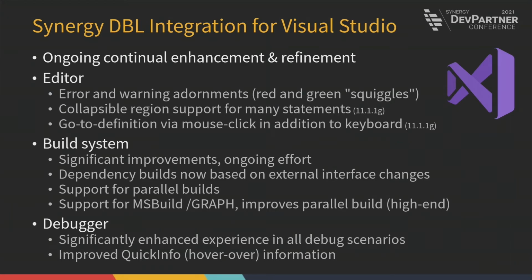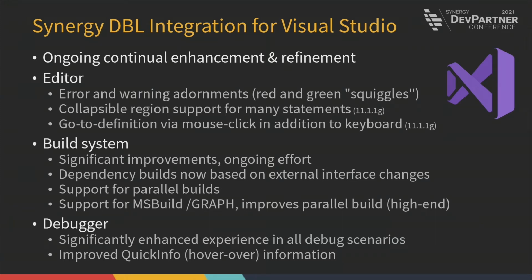We have made some pretty significant strides forward in recent versions. We managed to add support for error and warning adornments, or what most of us call red and green squigglies, that give you a warning in the editor that there's a problem with the code before you actually go and try and do a build. We also added support for collapsible regions in the editor window for many of the multi-line statements. So things like begin, end, using, end using, try catch, those statements that have multiple lines potentially can now be collapsed. You'll see a little plus minus next to them, and you can collapse them down to a single line of code.